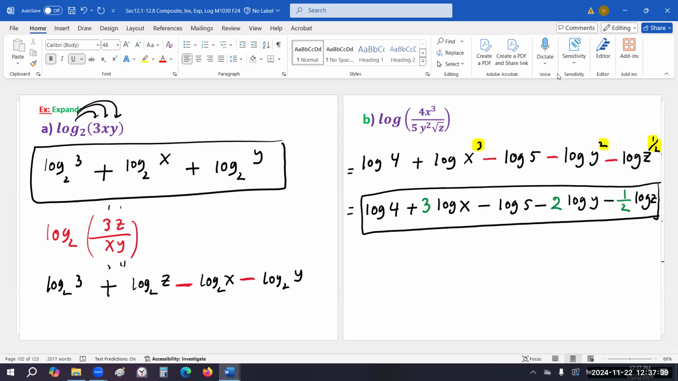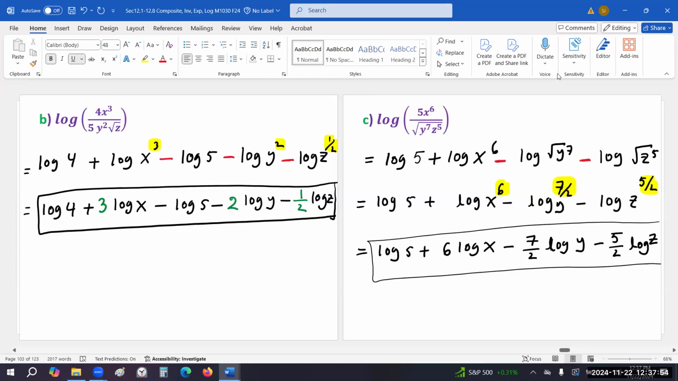Anytime log has a power, log hates power. He wants to be the most powerful one. So when he sees some power, it just brings it down as a coefficient. So you need to bring them down. And then we did a few examples like this one on the denominator. Under the square root, we have more than one term, so you need to split your square root. Anytime you have more than one thing under your radical, you always have to split the radical to each one of them. And then you apply the log and then bring the power down.